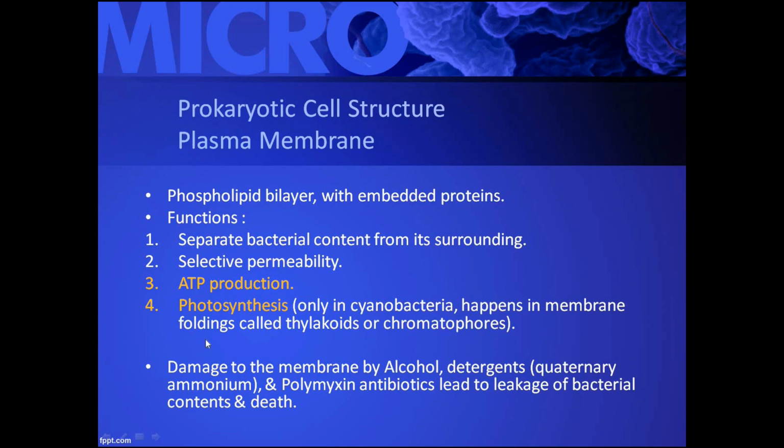The photosynthesis happens in membrane foldings called thylakoids or chromatophores. Any damage to the membrane by alcohol, detergents like quaternary ammonium, and polymyxin antibiotics leads to leakage of bacterial contents and death.